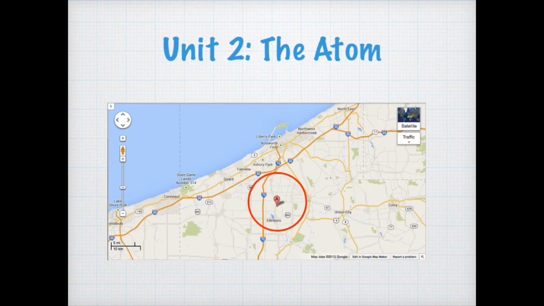So I've got the pin marking General McLean High School at the letter A there. And if the nucleus of the atom were a basketball in General McLean High School, then the electrons would travel out in a radius of about 11 to 12 kilometers. And that gives you the red circle on the map there.